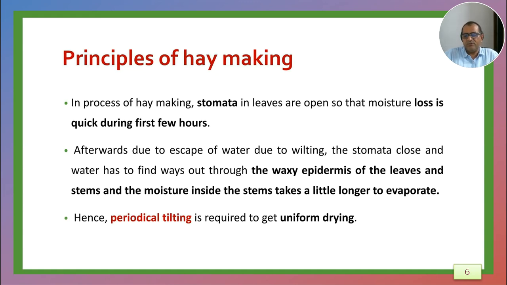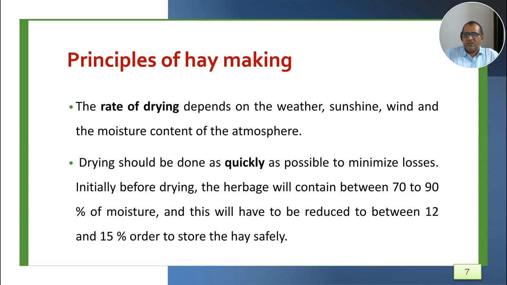That's 75 to 90%. So periodical tilting is very much required to get uniform drying. Then the rate of drying depends on weather. Which weather we have first? Suppose it's a weather, especially in the monsoon, then it's impossible to dry the hay to the extent of 15%. And sometimes there will be severe sunshine, wind, and the moisture content of the atmosphere is also there. And apart from this, drying should be done as early as possible to minimize the losses.